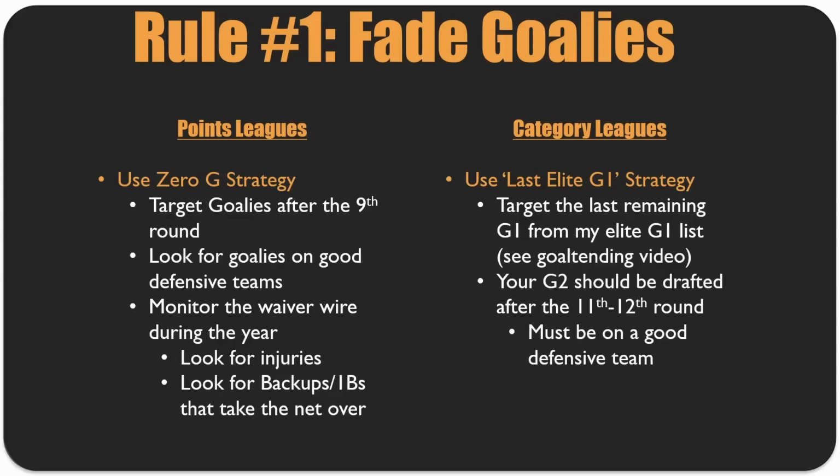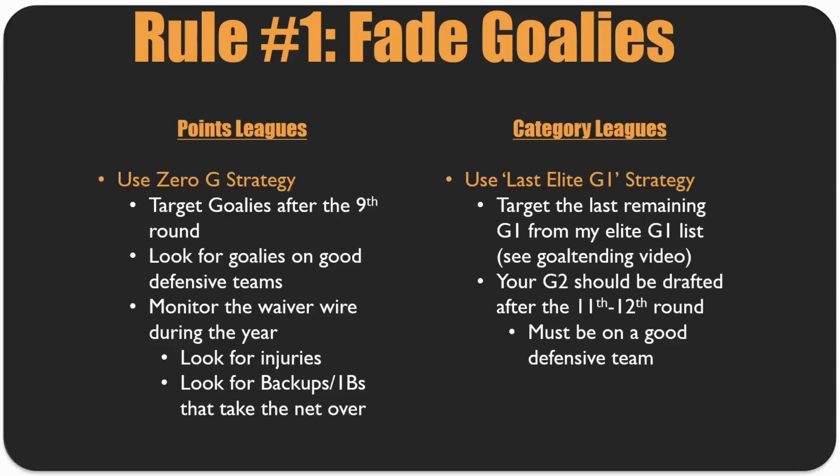But the guys that you're going to want to target should be on good defensive teams. That's going to insulate your goaltender a lot. The shots that he is facing are going to be lower danger and easier to stop. And then you're also going to want to monitor the waiver wire during the year and look for injuries, look for backups or 1Bs that take over the net, find value wherever you can find it on the waiver wire, but you're going to have to scan the waiver wire in order to find those goalies. You can't just draft 2 elite level goaltenders and forget about it for the rest of the year. That's the one thing that you do have to do if you're using the 0G strategy.